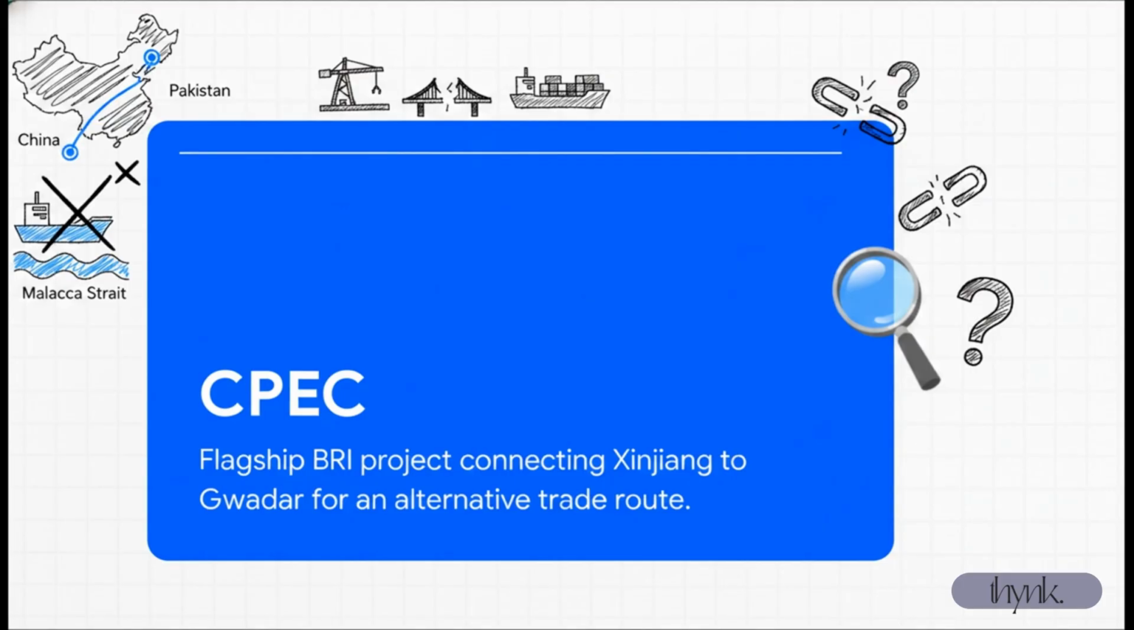The grand vision here is to connect China's landlocked Xinjiang region straight down to the Gwadar port. Why? To give China a crucial alternative trade route that completely bypasses global choke points like the Malacca Straits. It's a real game changer on paper. But here is the hard truth.